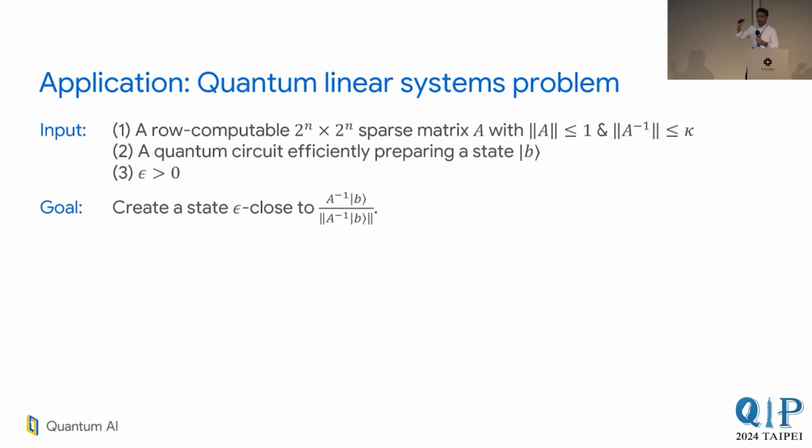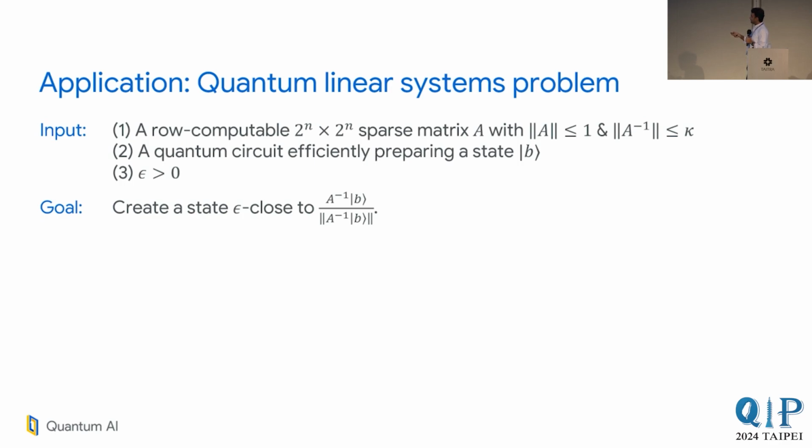These are different things. Remember, we talked about different ways you could be given a quantum state, copies versus given the circuit. You're actually given the circuit that prepares B, and this is important. And you're given an accuracy parameter, epsilon. What I want to do is create a quantum state that is epsilon close to this state over here.